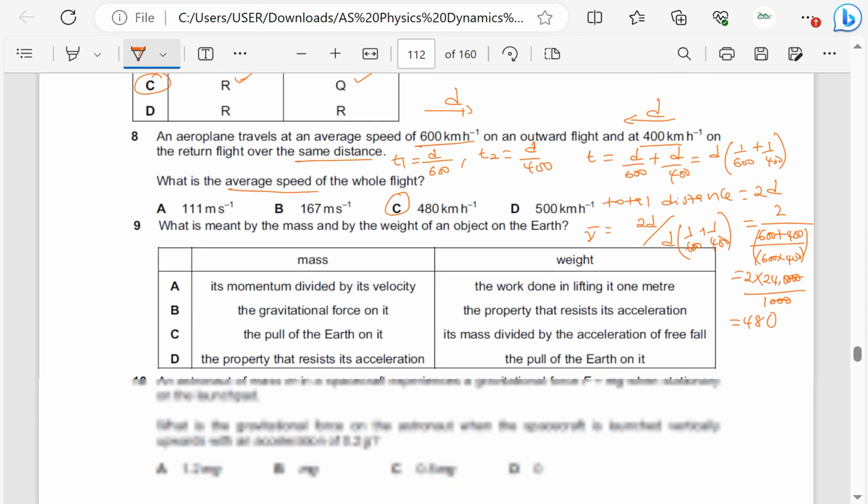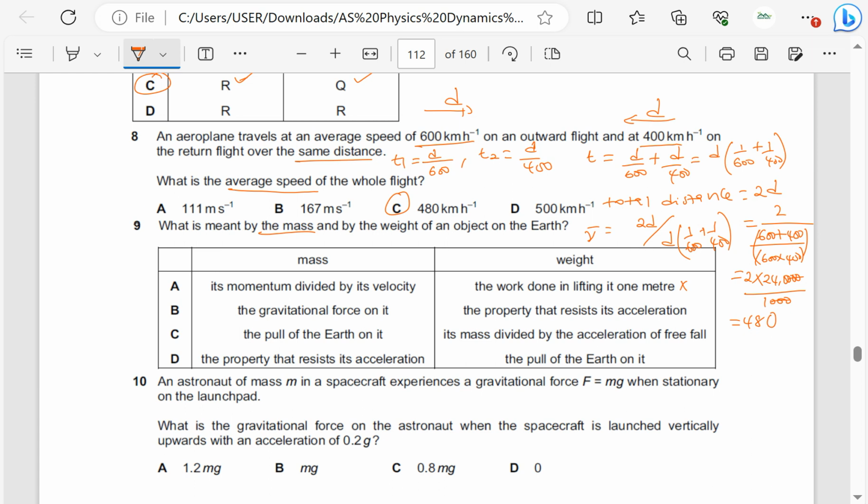What is meant by mass and by weight? Mass is the quantity of matter, or the property of a body to offer resistance to change in its motion, or to change in its acceleration. Then weight is the pull of gravity.